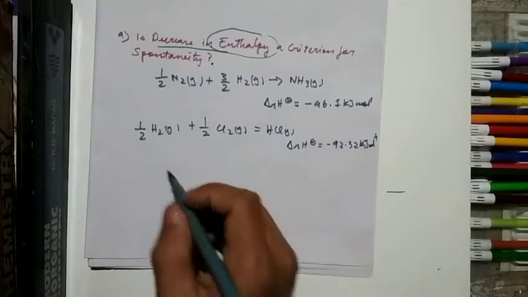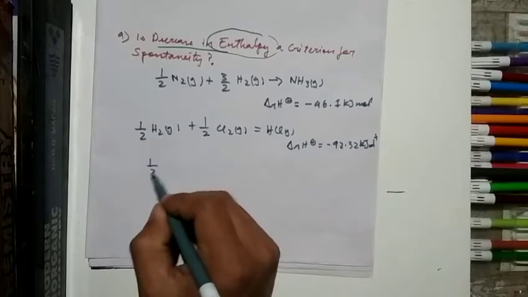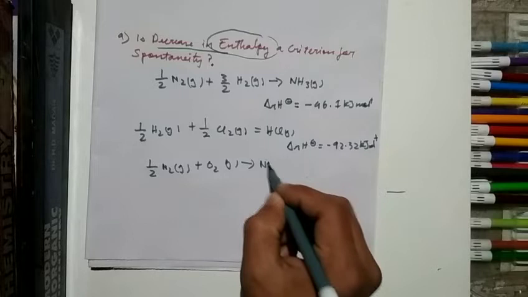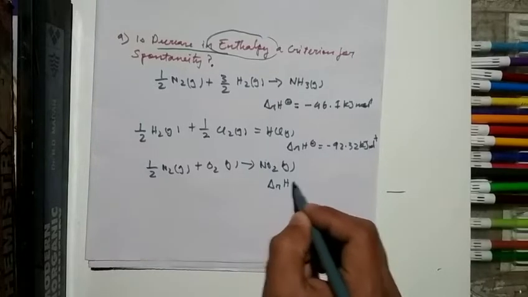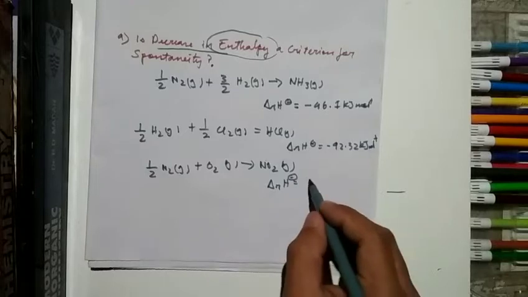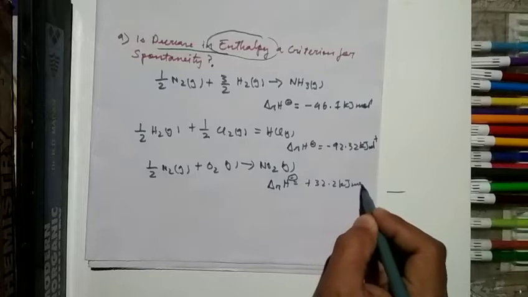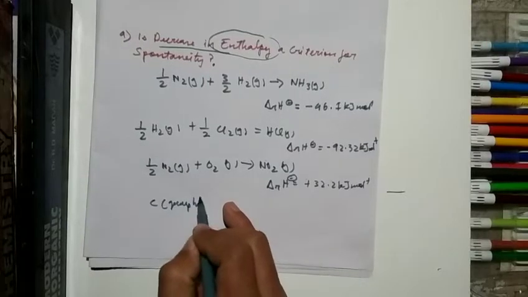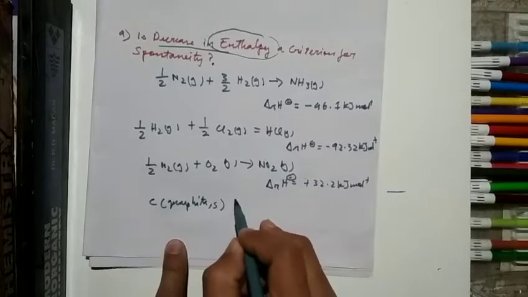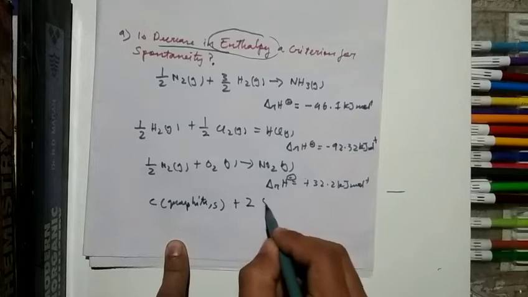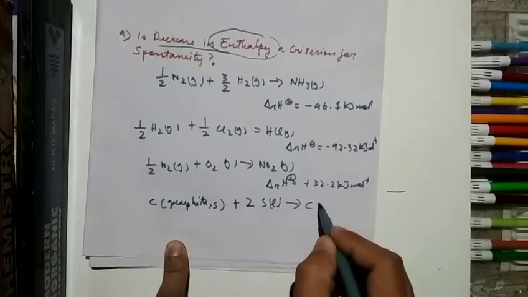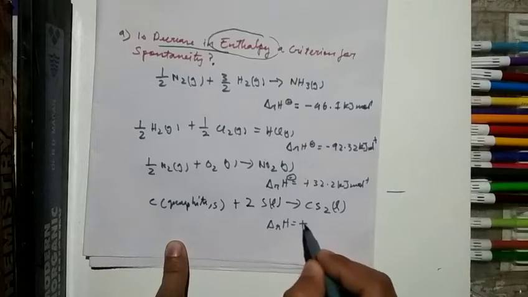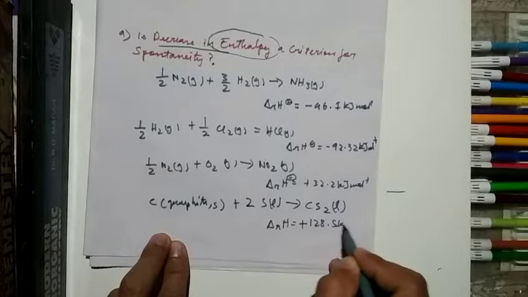Now let's see another example, an endothermic reaction: half N2 plus oxygen to give nitrogen dioxide. In this case it is endothermic, heat is absorbed. Let's see another one: graphite, carbon, solid, reacts with 2 moles of sulfur, which is liquid. This will give carbon disulfide. The enthalpy change here is 128.5 kilojoule per mole.